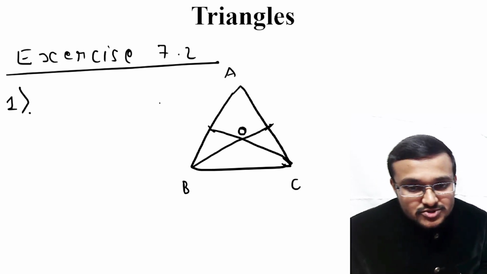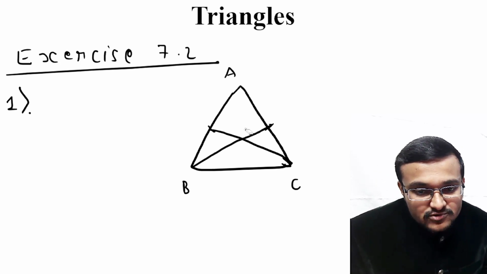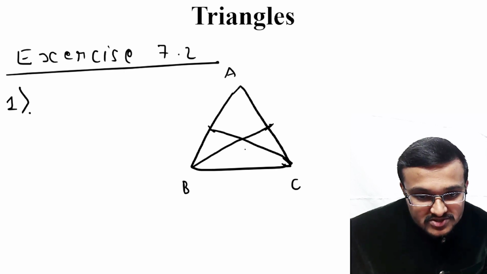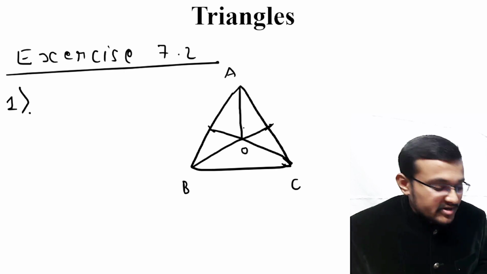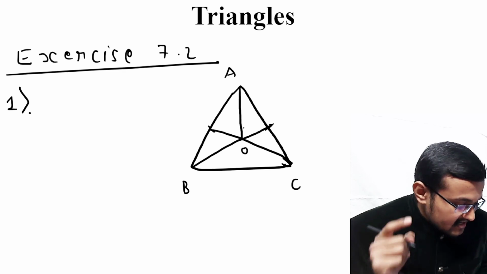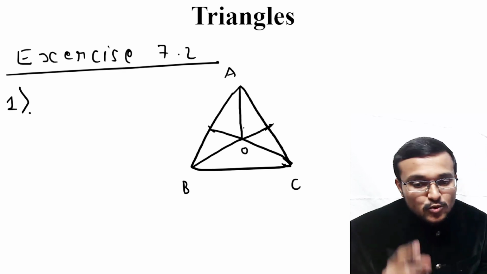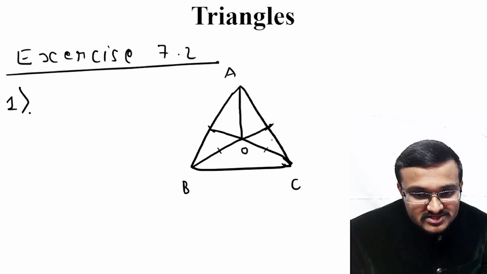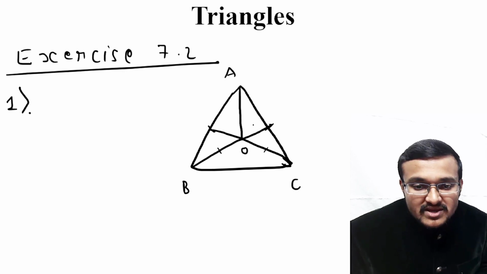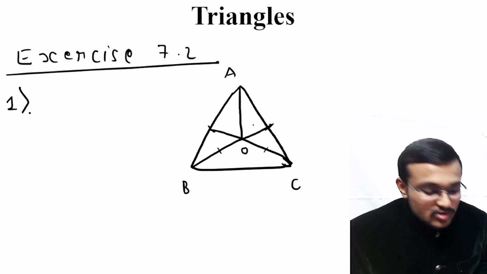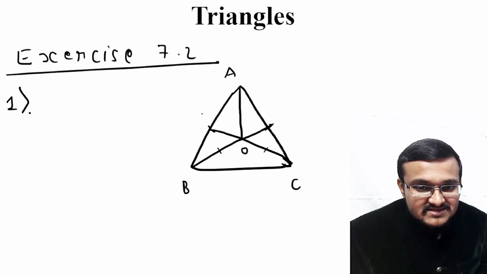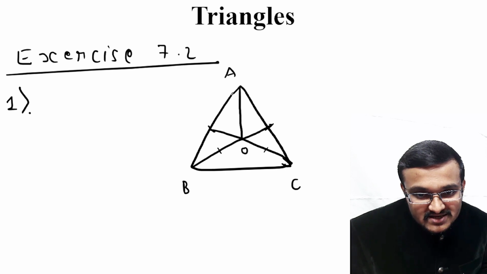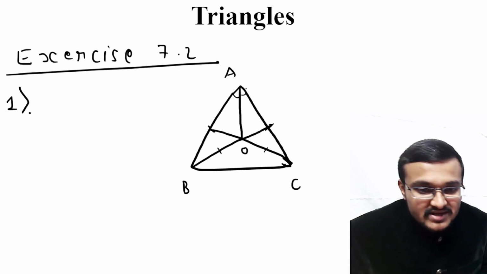Join A to O. So that means here we have to join AO. Now in this figure, you have to show that OB is equal to OC. That is, this particular side should be equal to this particular side. That you have to prove. And you also have to prove AO bisects angle A. That is, this particular angle and this particular angle, you have to prove they are equal to each other.